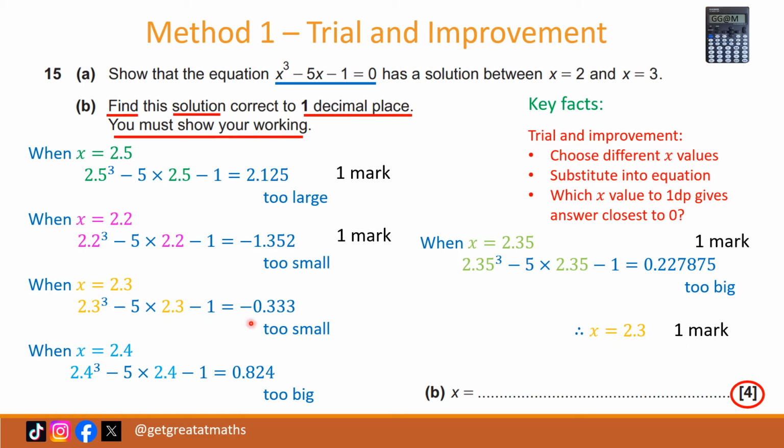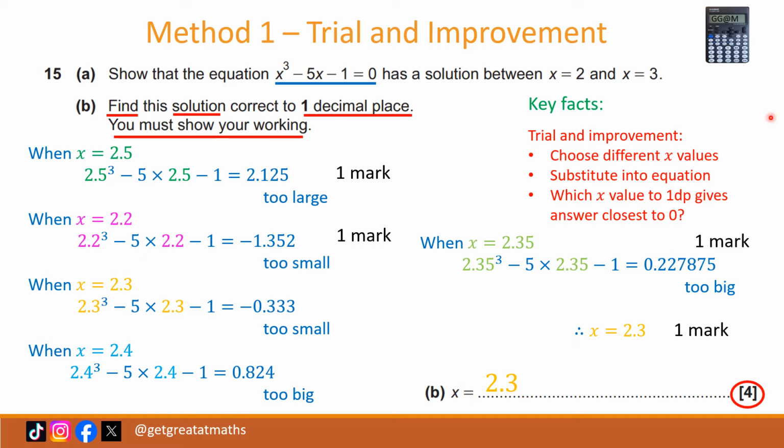You can see here minus 0.33 is closer than 0.824 to 0. So that's another way of checking whether you've got the right answer. So the answer you need to write on the dotted line is 2.3 to 1 decimal place. That is where you get your 4 marks from.